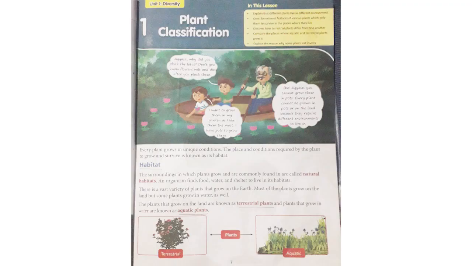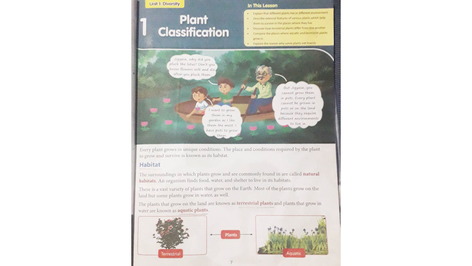So, students, as we all know, every plant grows in its unique condition. We cannot grow every plant everywhere. So the special condition a plant requires to survive and grow is known as its habitat. It means every plant requires a place and special conditions to grow and survive. That place is known as habitat. We will discuss this term habitat in detail.